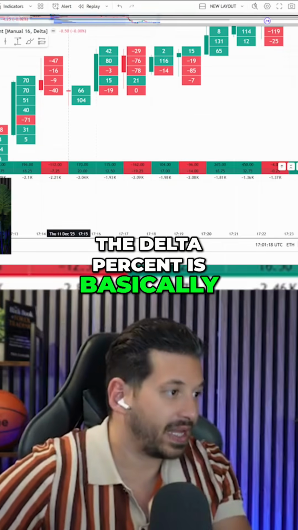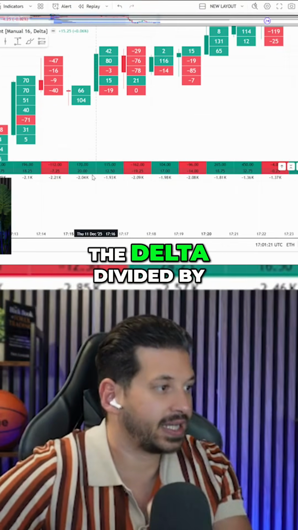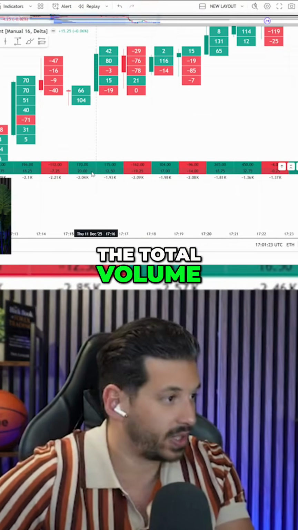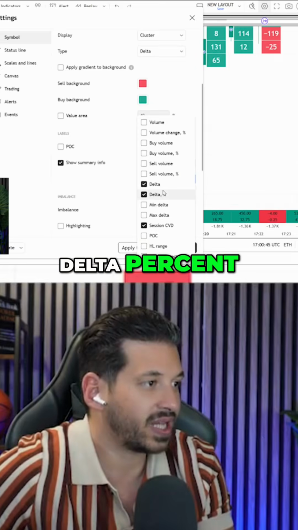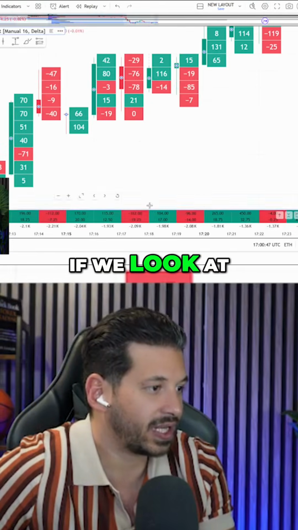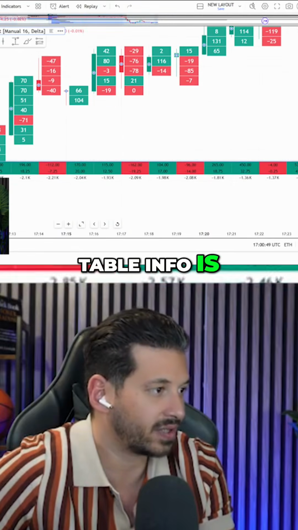Delta percent is basically the delta divided by the total volume, right? Next thing I'm going to explain is the session volume, delta percent, and obviously the delta. So if we look at the bottom, this is where that table info is, right?